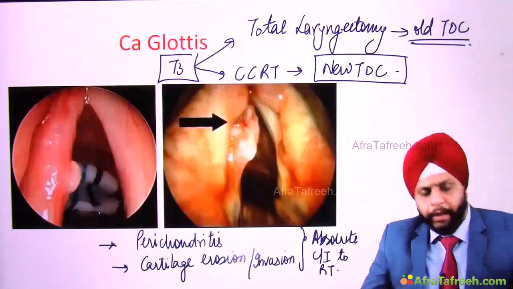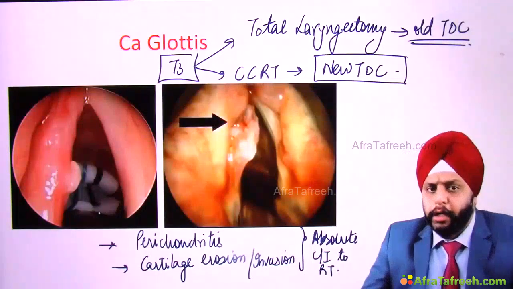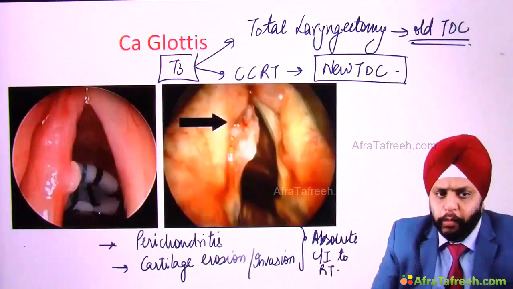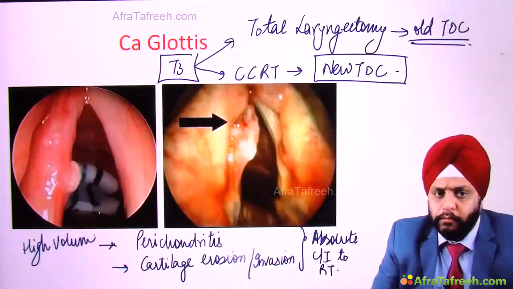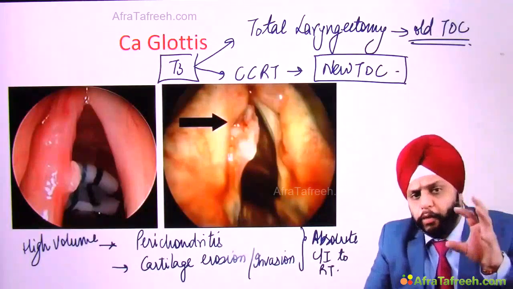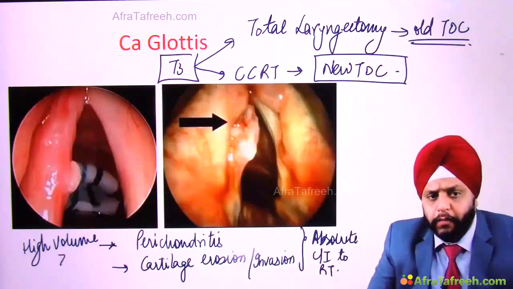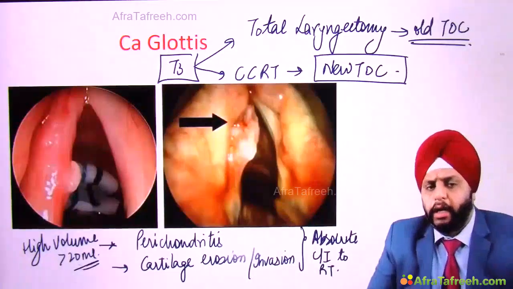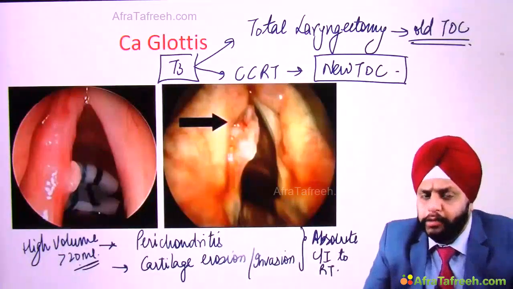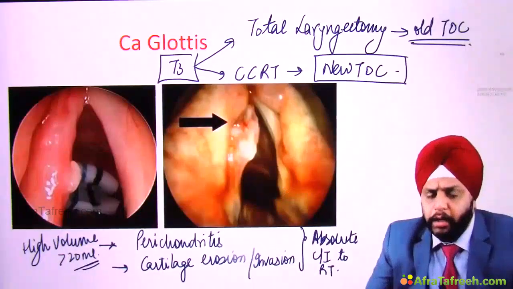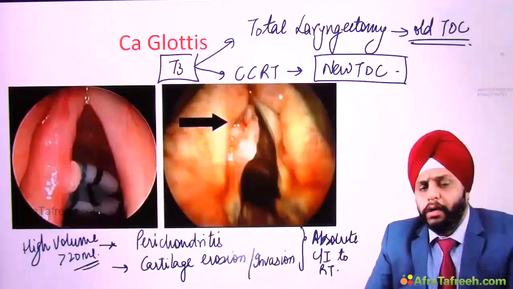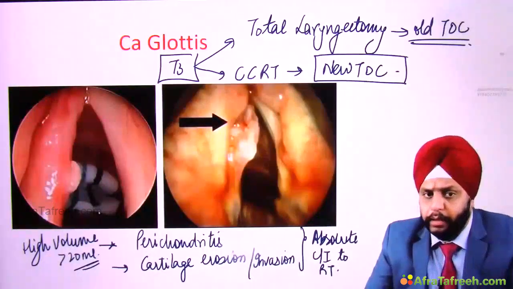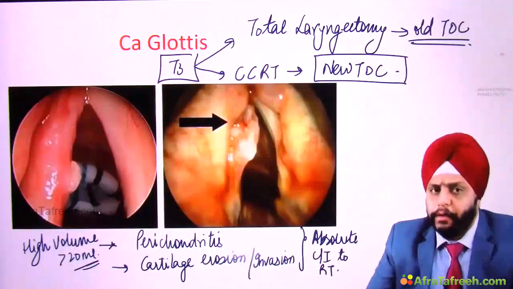Clear? Okay. Now another contraindication may be a high volume tumor, because radiotherapy is useful when the tumor volume is low. So if it's a high volume, more than 20 ml, that we can analyze by doing a volumetric analysis of the CT scan or the MRI. And if it is more than 20 ml, then we will go and do surgery, right? Radiotherapy will not be effective.